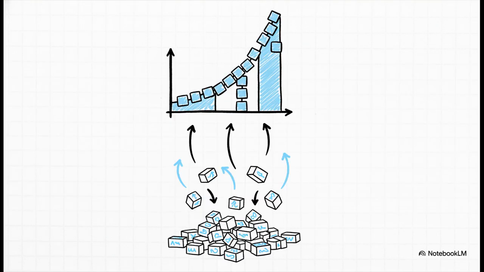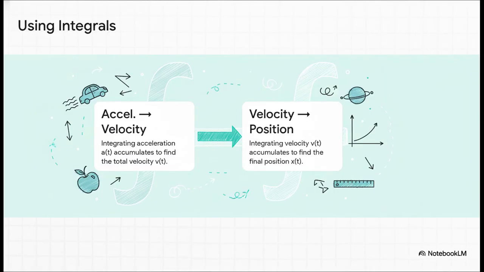But here's where it gets really cool. This is not a one-way street. We can also climb up the ladder. We can start with just the smallest bits of information, like an object's acceleration at every single moment, and use that to rebuild the entire story of its motion. For this climb up, we use the opposite tool, the integral.